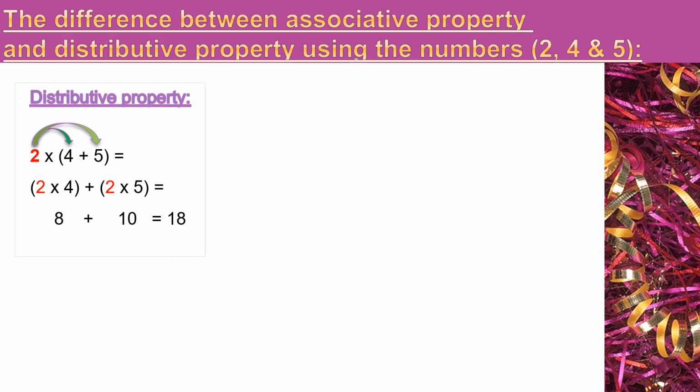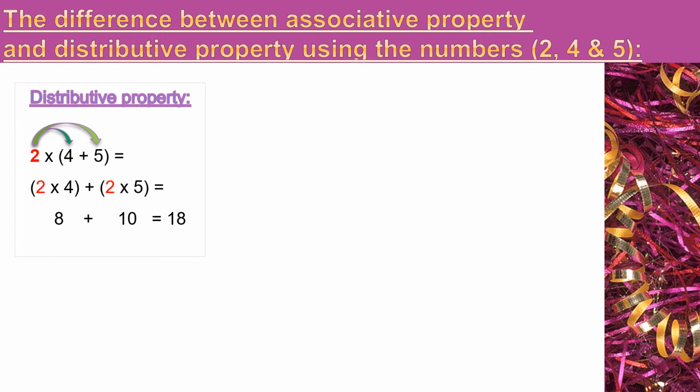Why did I call it distributive property? Because I distribute this 2 to 4 and 5. So 2 will be multiplied by 4 and added to 2 times 5. So 2 times 4 plus 2 times 5.